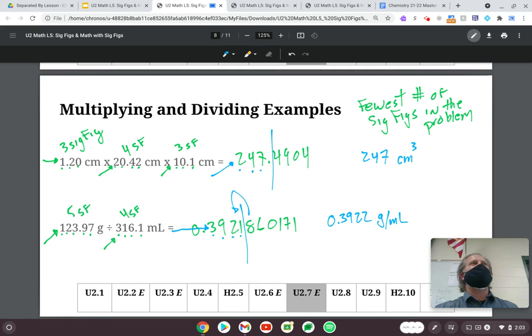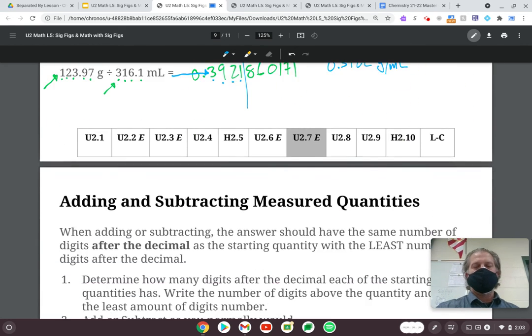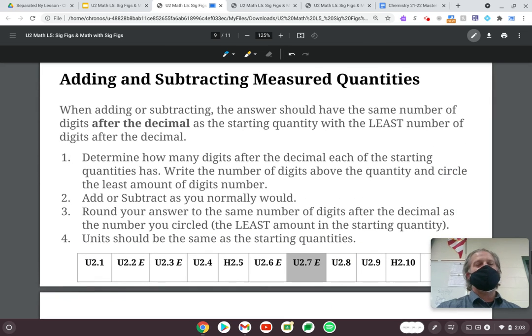So if that's multiplying and dividing, we clearly need to know what we are doing when we add or subtract. And adding and subtracting is a little bit different. Adding and subtracting has nothing to do with significant figures and has everything to do with decimal points. So what we do is this. We do the math, we add or subtract, we get our answer. We then look at the numbers in the problem and count the number of decimal points present. And the fewest number of decimal points present are the ones that we report our answer to.